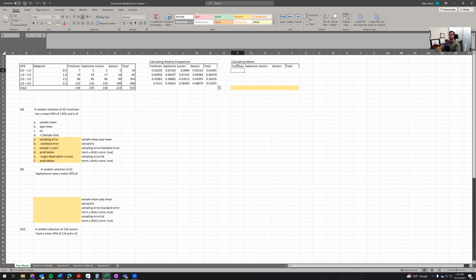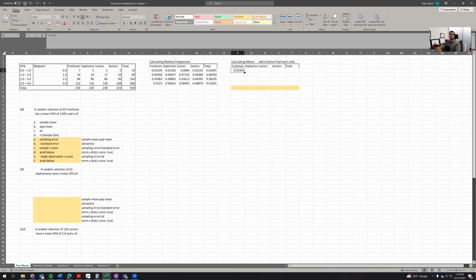Next, we are going to calculate the mean. In order to calculate the mean, you do relative frequency multiplied by each midpoint, and then you add all of the relative frequencies multiplied by each midpoint. So that's what we're going to do. Equals the midpoint multiplied by the relative frequency of freshmen, so the midpoint of 0.5 multiplied by the relative frequency, and then I'm going to drag that down.